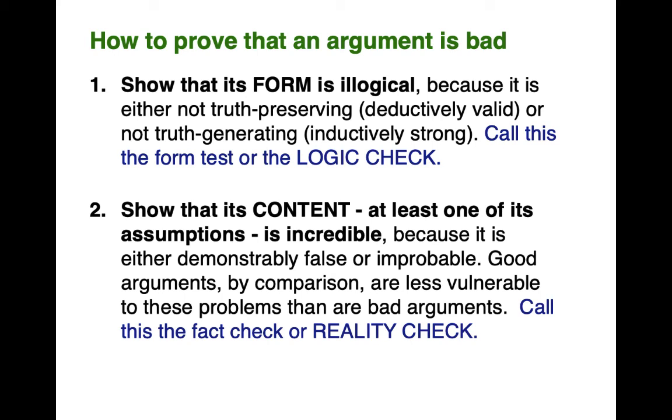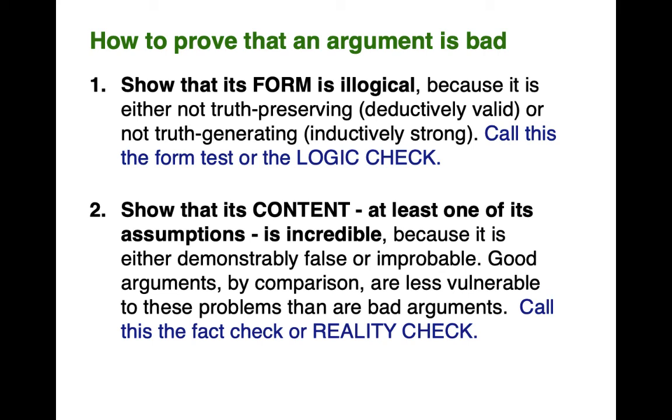The way to prove an argument is bad, in science or outside of science, using logic, is to look at two essential features, namely logical form and factual content. Either we show that its form is illogical in some way, because it is either not truth-preserving, not deductively valid, or not truth-generating, inductively strong. An inductively weak argument does not satisfy the logic check, or the form test. You could also show that its content, at least one of its assumptions, is incredible, dubious, just plain false.